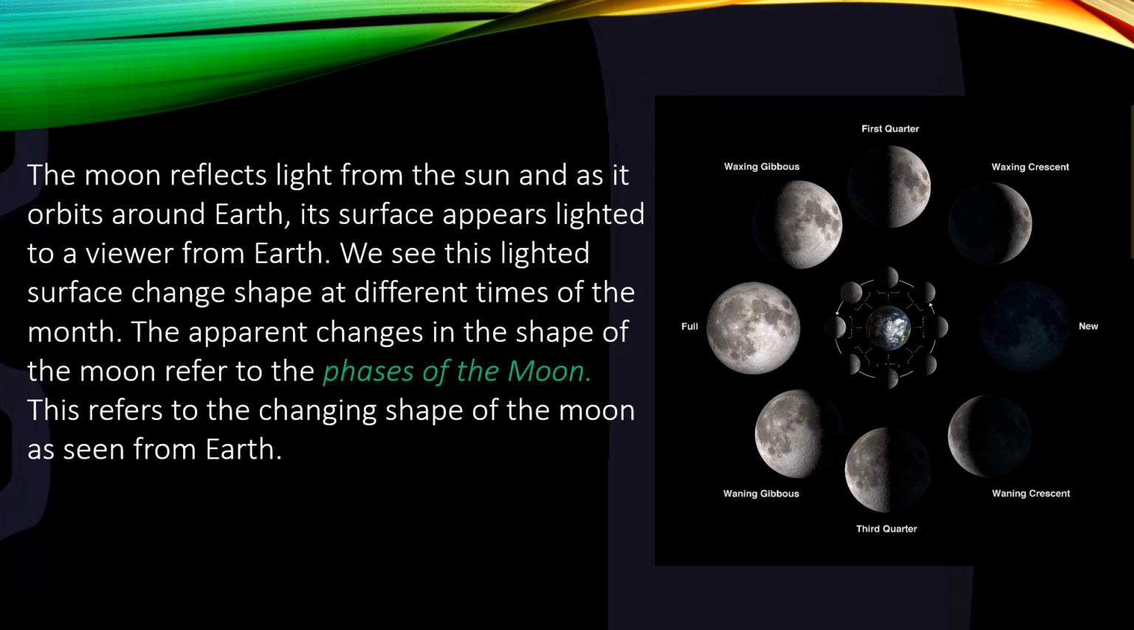The moon reflects light, and as it orbits around Earth, its surface appears lighted to a viewer on Earth. The changes in the shape of the moon refer to the phases of the moon. It refers to the apparent changing of shape of the moon as seen from Earth.